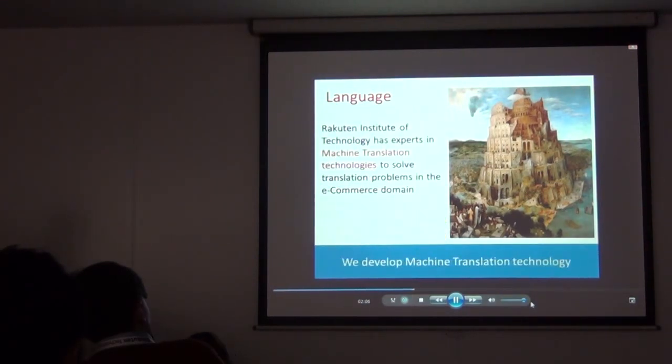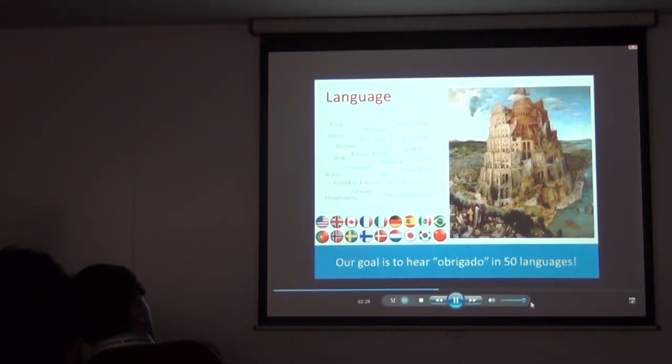The Rakuten Institute of Technology has world-level experts in machine translation technology to solve this. We tackle complex translation problems specific to the e-commerce domain. We're developing technologies that produce natural-sounding, high-coverage results, so your products can be understood all over the world. Our goal is to say obrigado in 50 languages.